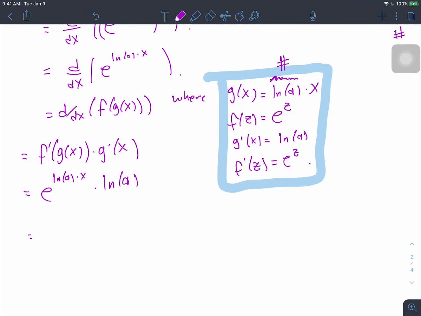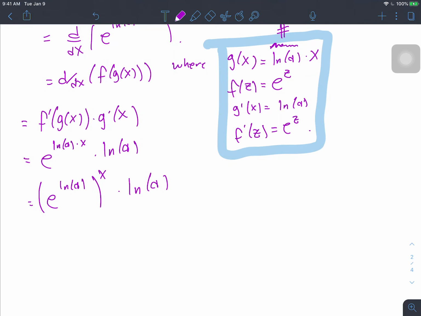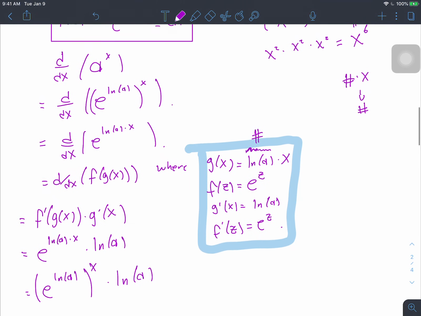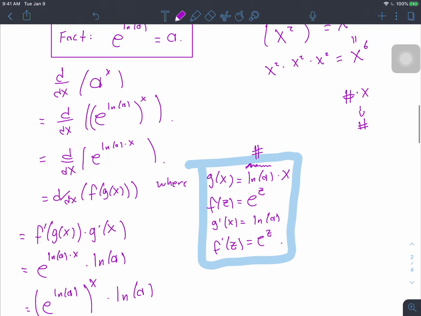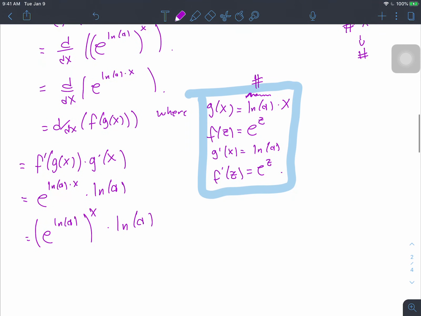And I can rewrite this again as e to the ln of a all to the power x, times ln of a. And I'm going to put e to the ln of a back into the form that it was in originally. When I used my fact to rewrite a, I rewrote it as e to the ln a. Now I'm going to use that same fact to rewrite e to the ln a as a. So I get a to the power x times ln of a.